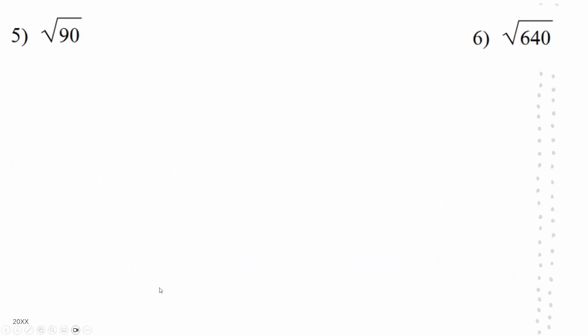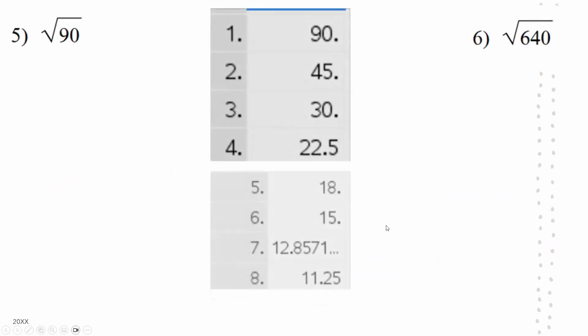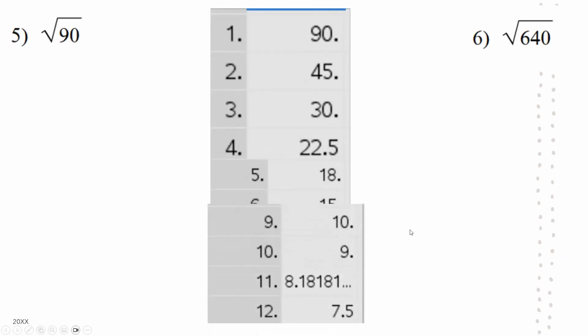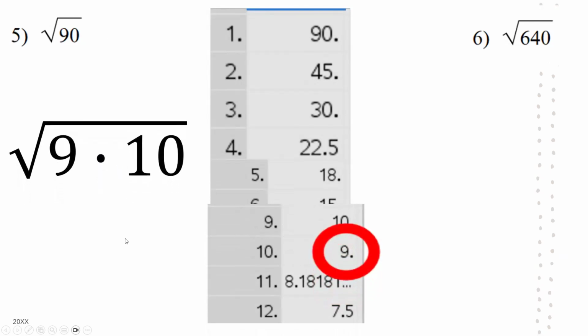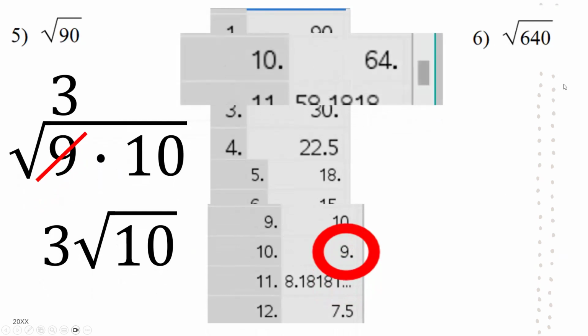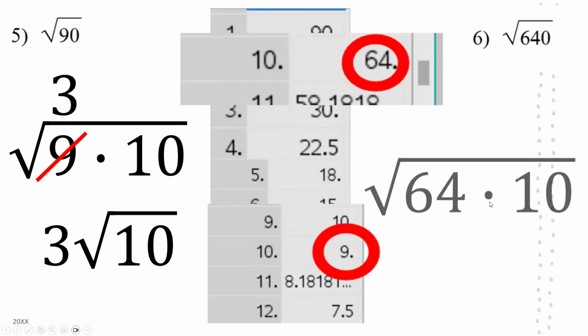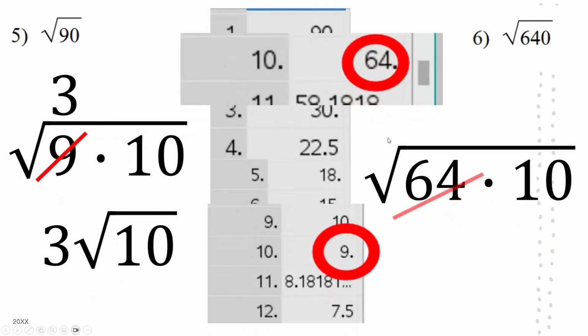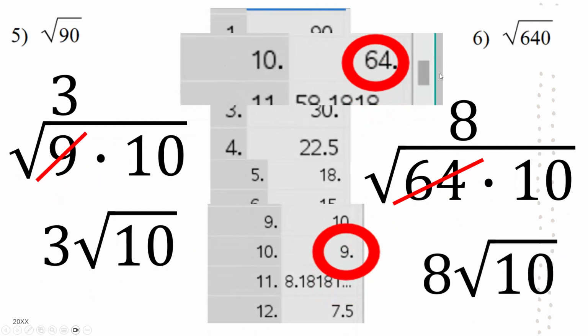And then, here we go. 90 over x, you end up getting this list. Oh, this one had to go a little bit farther. We got 9 and 10, baby. Square root of 9 is 3. 3 square roots of 10. And again, if you need to use your calculator for the square root button, just don't put the 10 in, just do square root of 9. Next, 640. Clearly I'm feeling lazy. So there it is. 64 is your leading perfect square on that one. Square root of 64 is 8. So you end up with 8 square roots of 10.